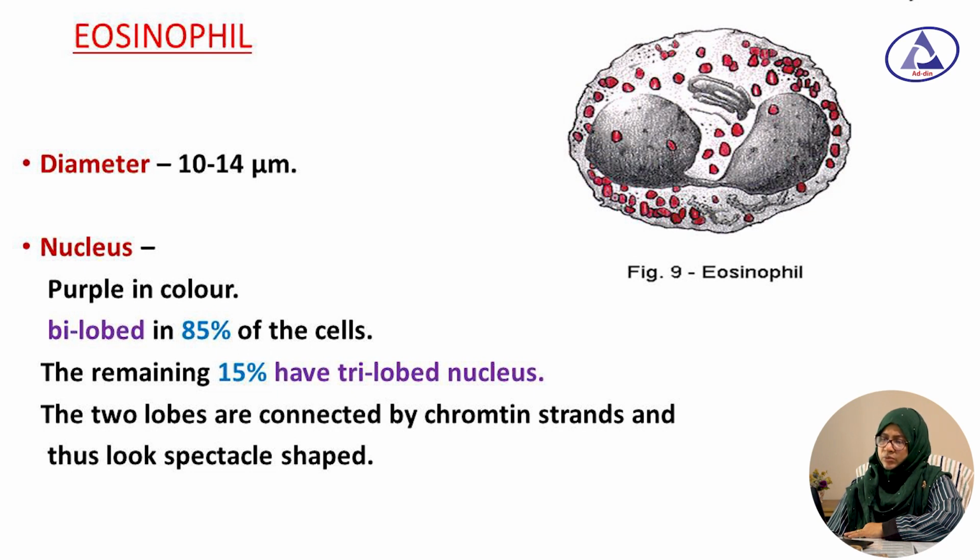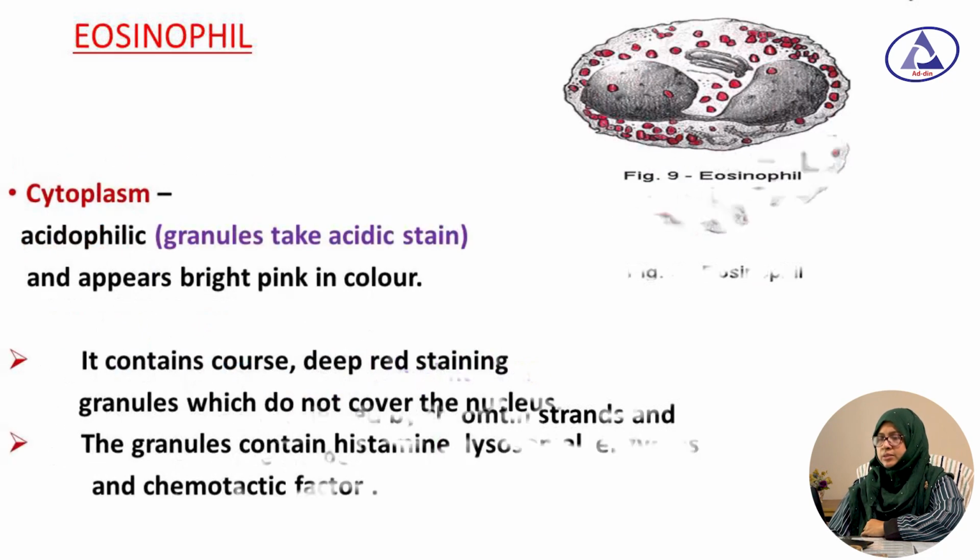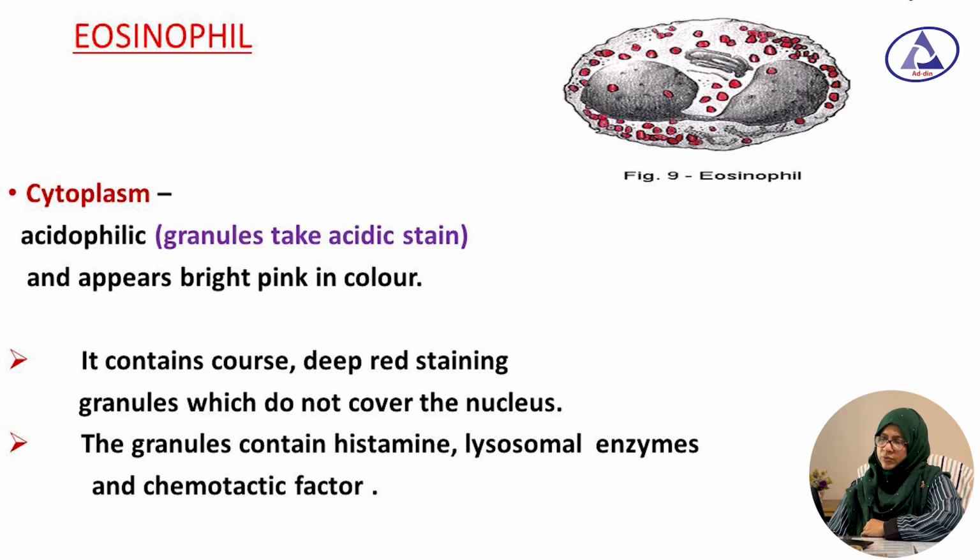85% of cells are bilobed, and the remaining 15% have three lobes. The two lobes are usually connected by chromatin strands and thus look like a spectacle shape. The cytoplasm is acidophilic, that is, the granules take acidic stain and appear bright pink in color. It contains coarse, deep red staining granules which do not cover the nucleus. The granules contain histamine, lysosomal enzymes, and chemotactic factors.